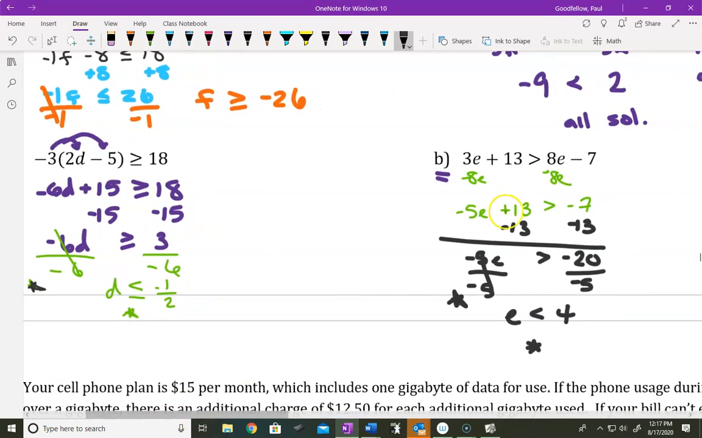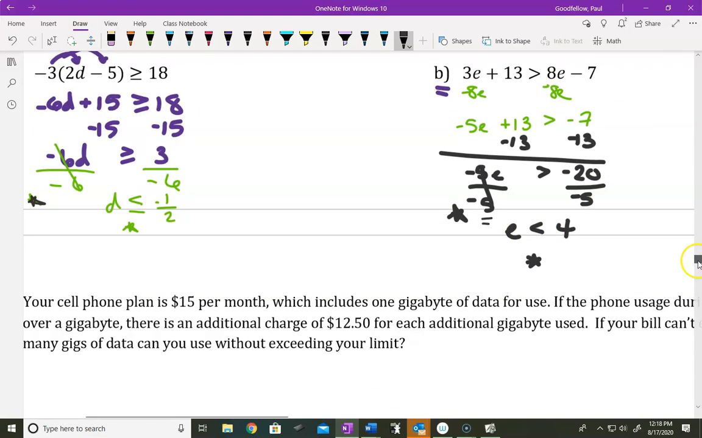Now on the B side of this one, I moved the 8 over to the other side to start with, to try and get variables on the same side. That seems to make sense. Our numbers on one side, letters on the other. And ultimately got negative 5e plus 13 is greater than negative 7. Again, I subtracted 13. That's not going to switch the sign. But then when I divide by this negative 5, it is going to switch the sign, and a negative divided by a negative is going to be a positive.